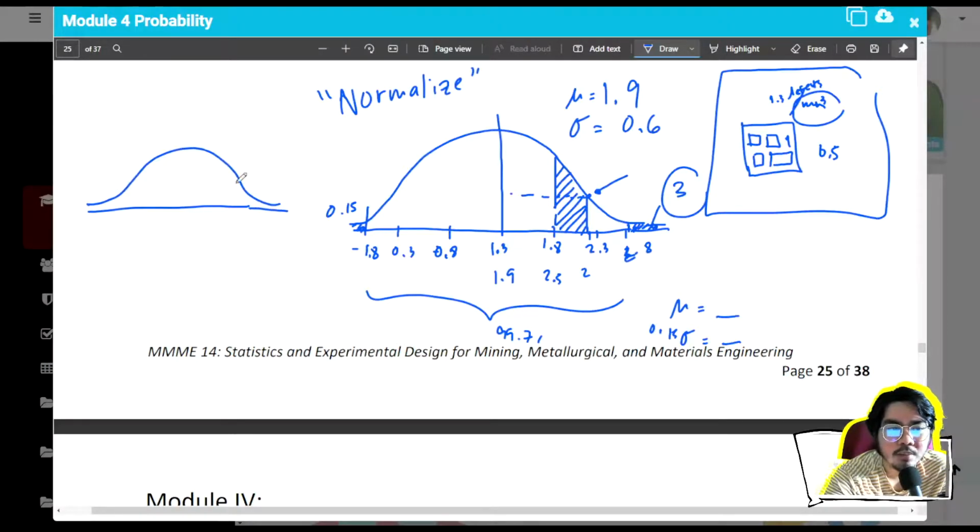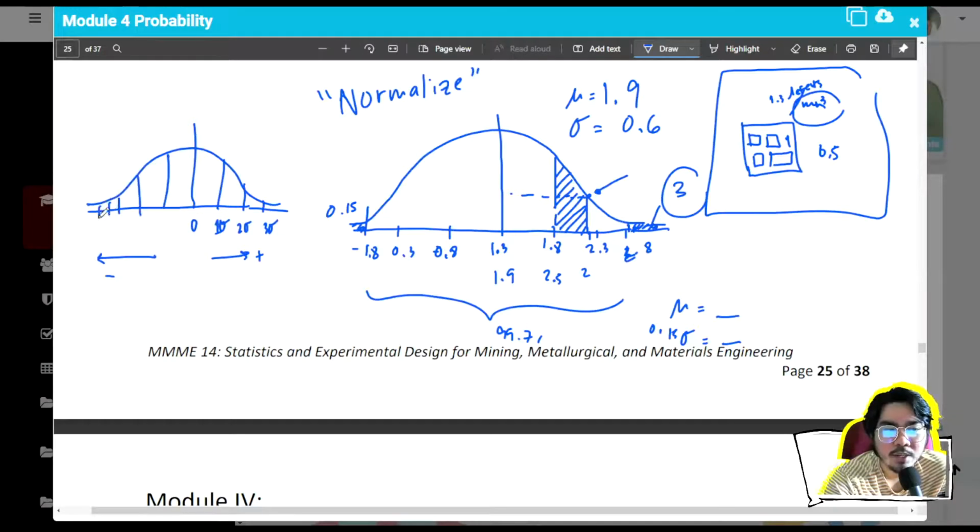we set the mean, our center line, to be equal to 0. Then each division here is equal to 1 standard deviation. 1, 2, going that way, and all the negative values going this way. So that is how we normalize it.